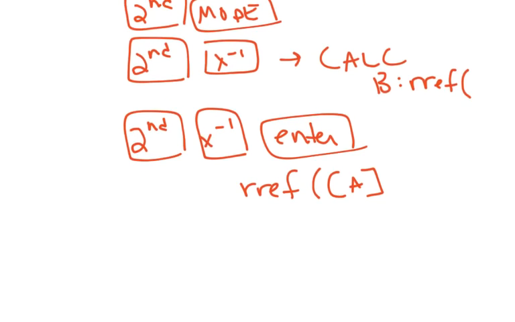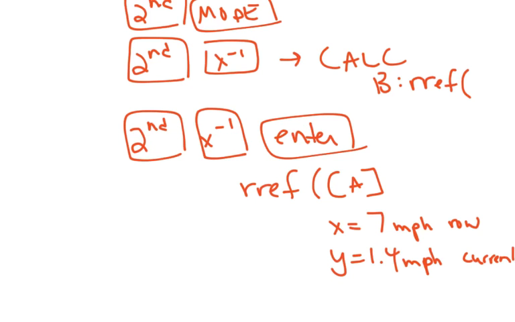And the third column of the solution should say 7, 1.4. That means x is 7 and y is 1.4. In other words, the rowing speed is 7 miles per hour, and the current speed is 1.4 miles per hour.